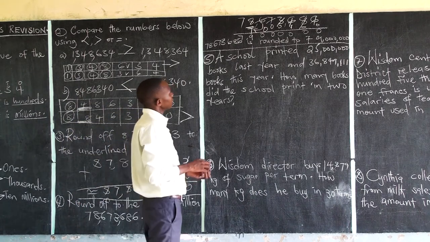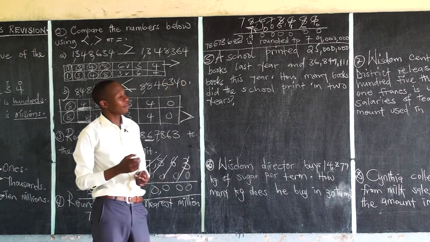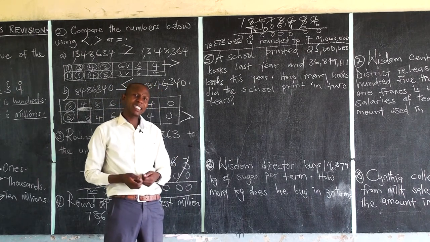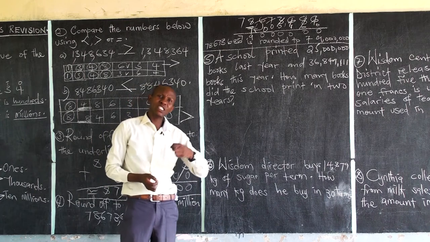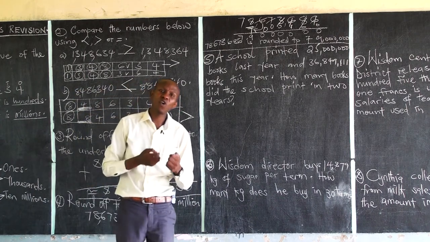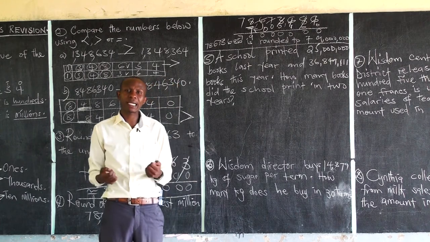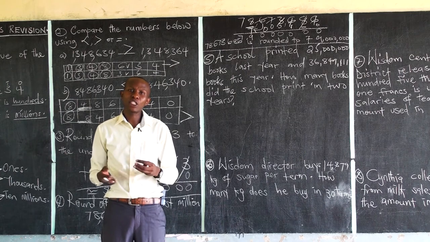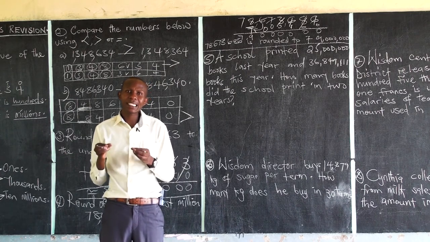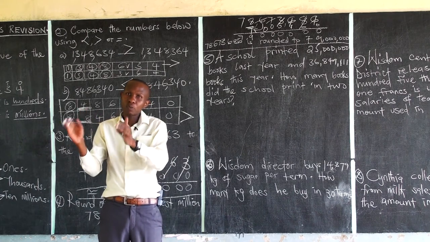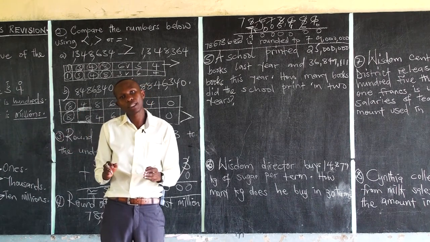So the first thing you have to look at is, what does the question want us to do? Does it want us to multiply, divide, or subtract? We need to identify first of all. So now when you look at the question, last year the school printed the books. Maybe it had to put them in a store.